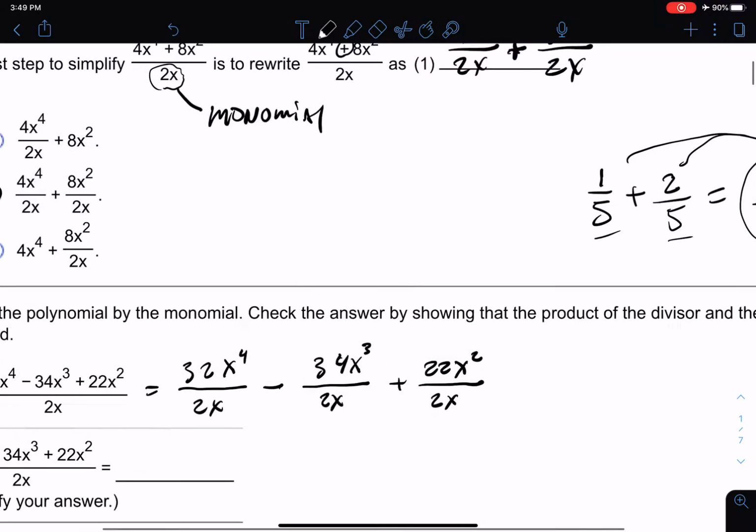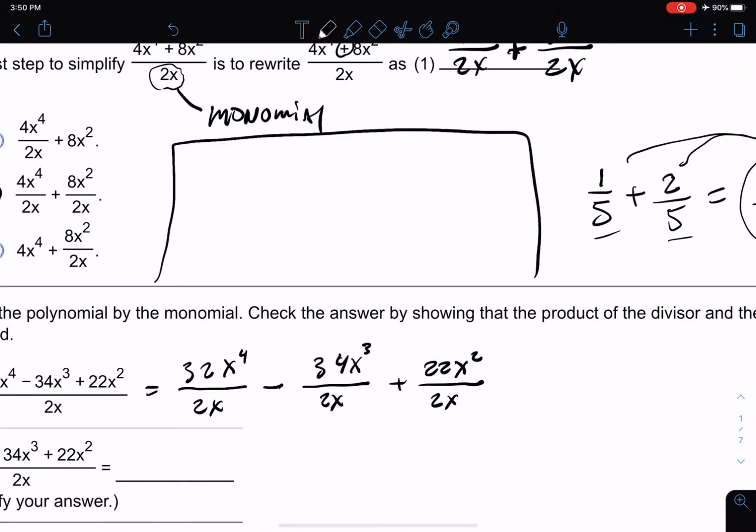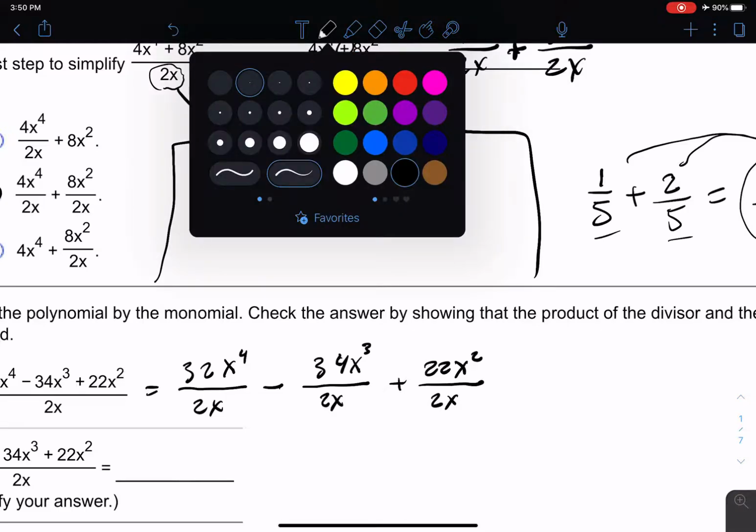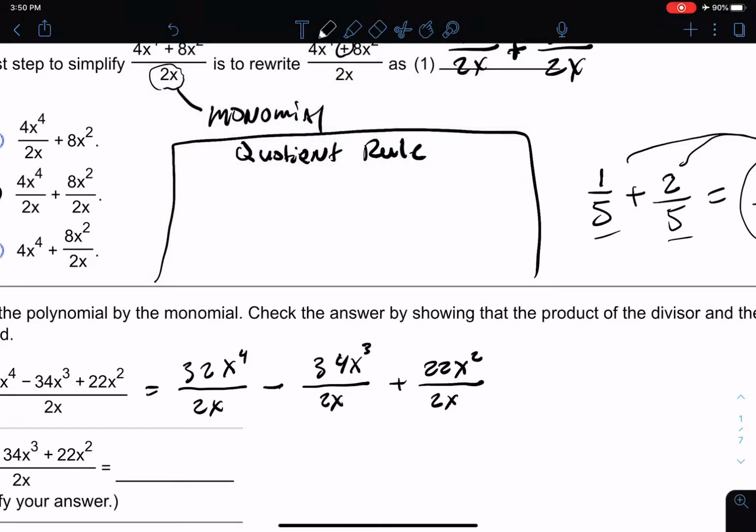Now, another thing I would like to do before we continue is to put a little note right here. This is called the quotient rule for exponents, which basically says if you had something like x to the fifth over x to the third, what does that equal? The rule says you can do this quickly. Students might get confused about why we can just subtract the exponents. The correct answer is x squared.